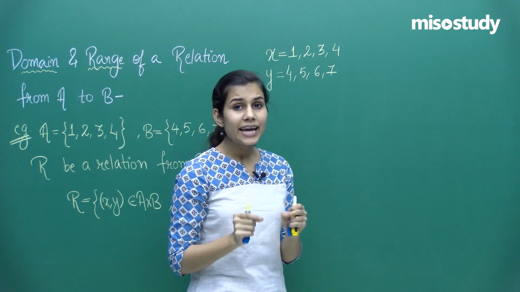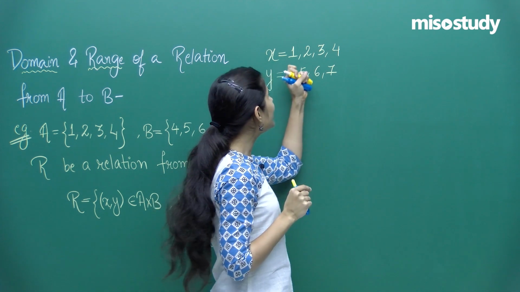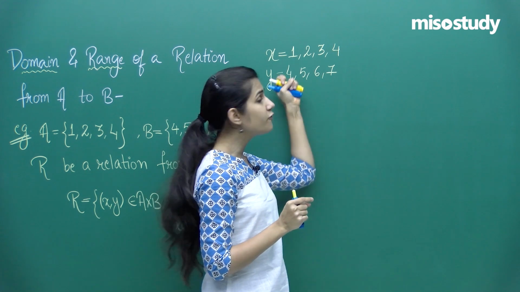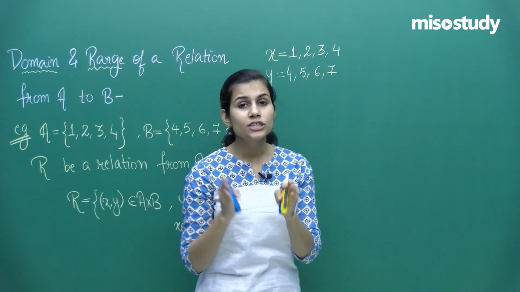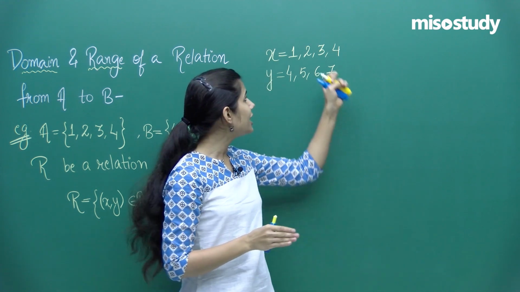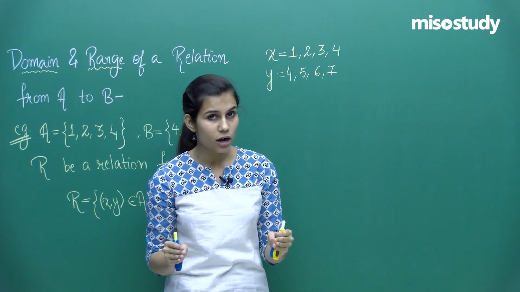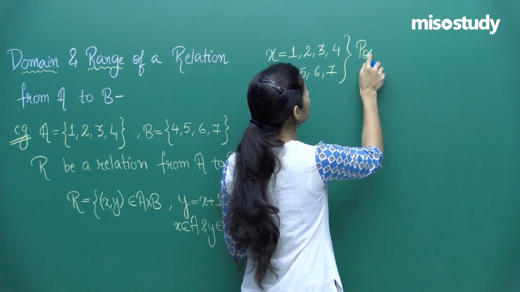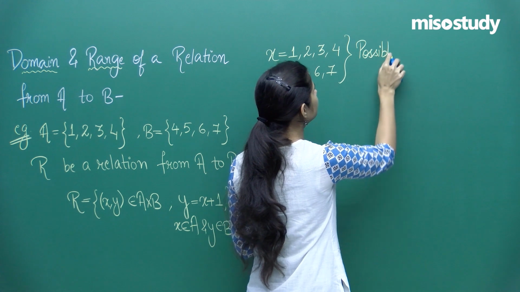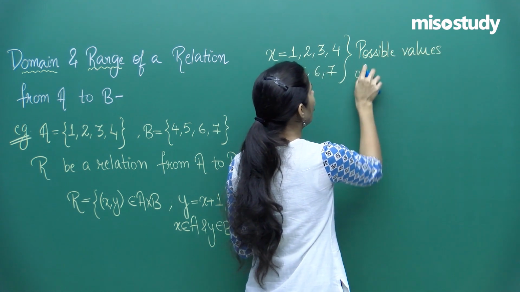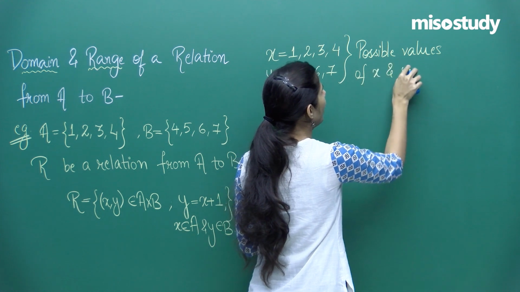This means X can only take values from among these and Y can only take values from 4, 5, 6, 7. There is no other value which Y can take, and there is no other value apart from these which X is allowed to take. These are the possible values of X and Y.